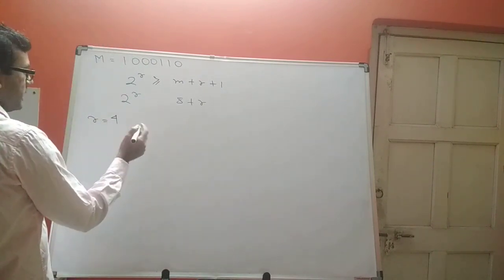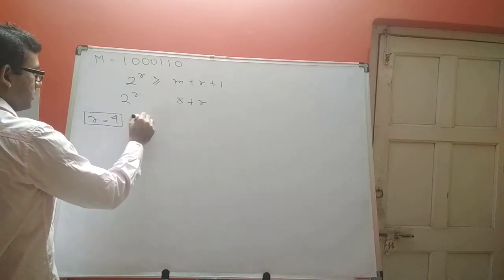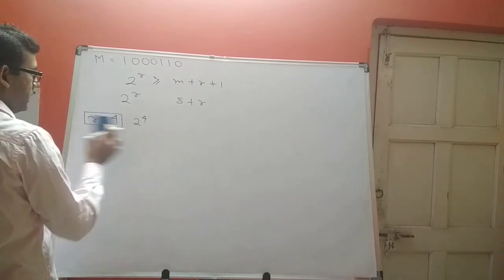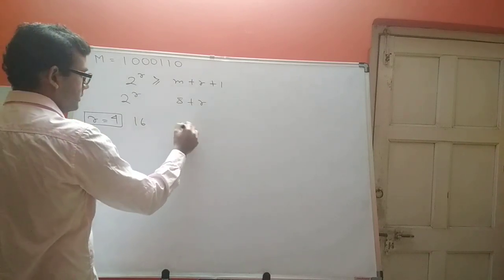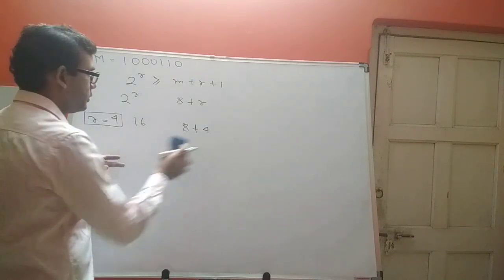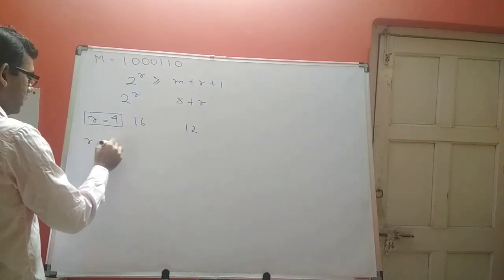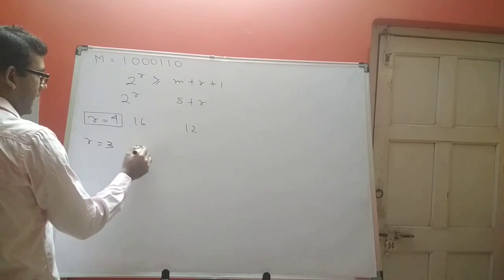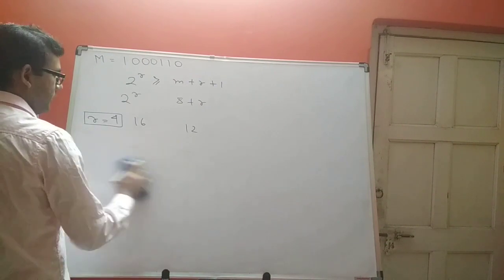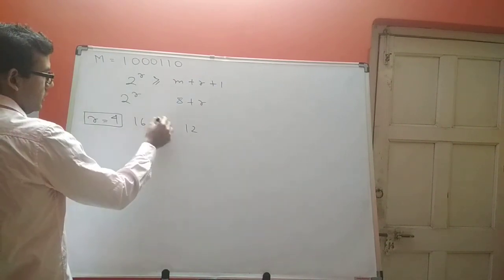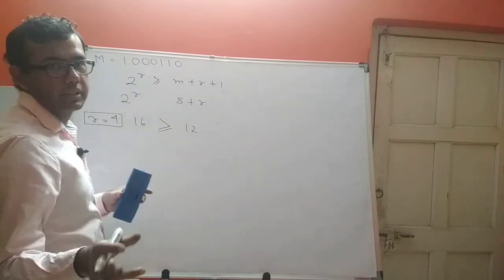So if I place r is equal to 4, then what do I get? Let's just observe. I get 2 to the power of 4 on the left hand side, which is nothing but 16. And here I get 8 plus 4, which is 12. See, for r is equal to 3, what would I have got? For r equal to 3, I got 8 on the left hand side and 11 on the right hand side. So obviously this is not going to work. But for r is equal to 4, I am able to satisfy the relation. That means I need 4 even parity bits or 4 redundant bits.